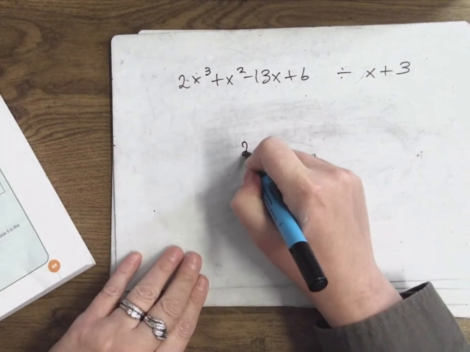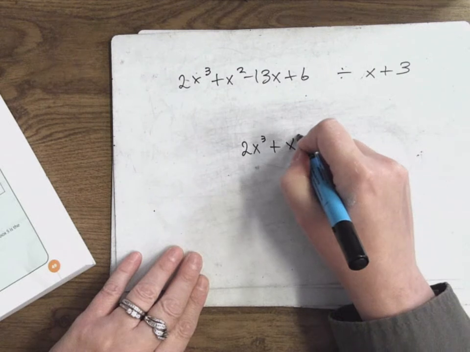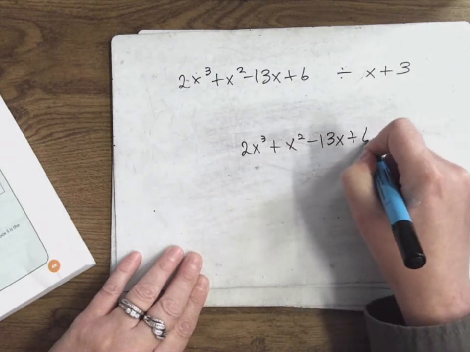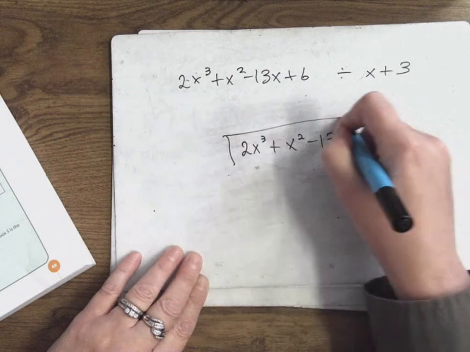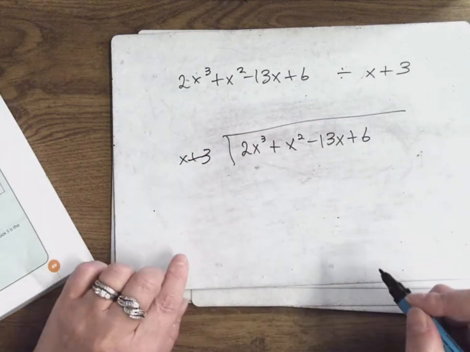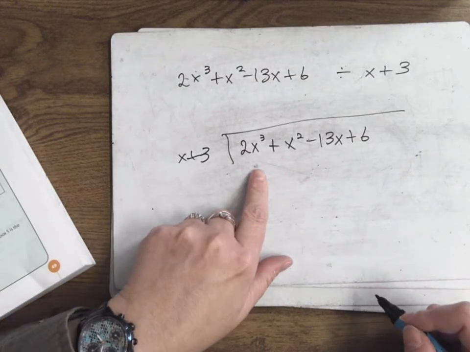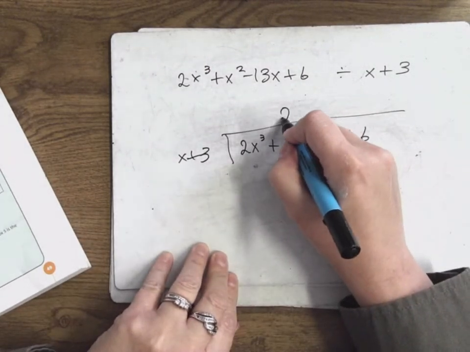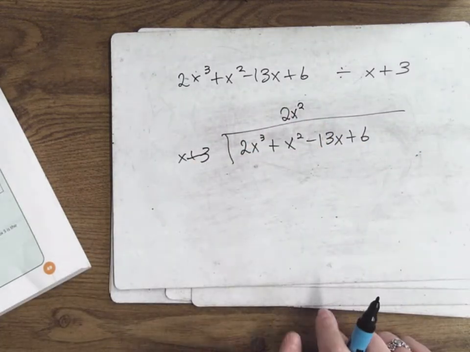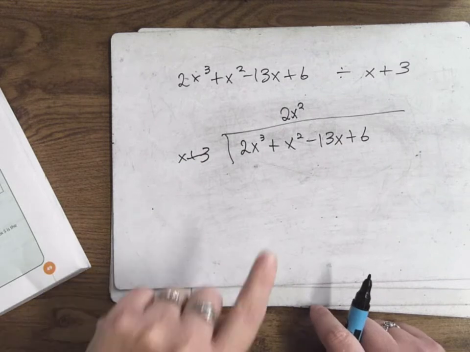Right, so the other way: 2x cubed plus x squared minus 13x plus 6 divided by x plus 3. Right, Neve and Ella, you're up. X into 2x cubed goes 2x squared. And again, keep all the x squares in a column. It'll be less messy and you're less likely to make a mistake.